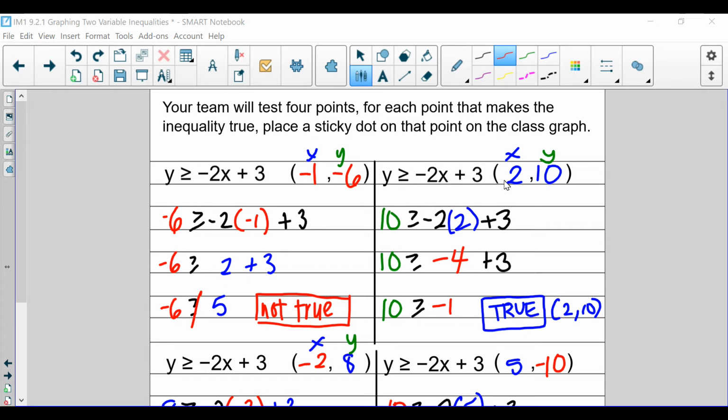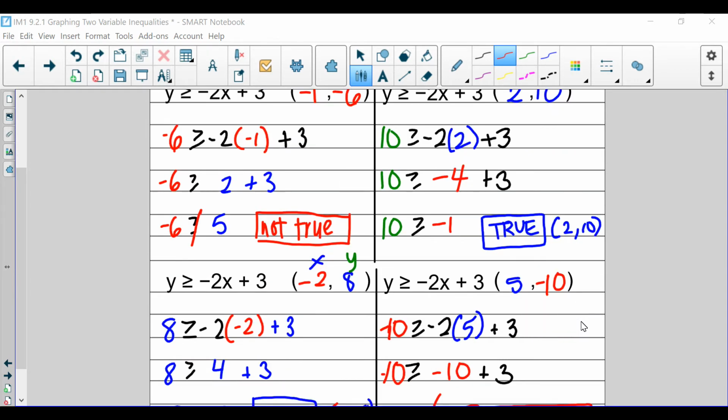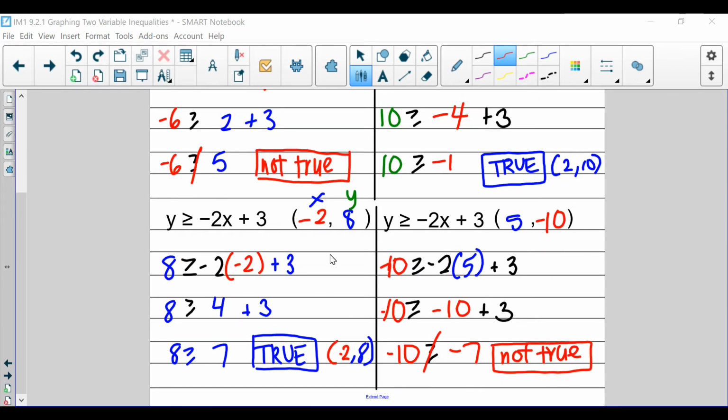So then I tested 2, 10, and again, this is random. I just chose this point, 2, 10. Okay, it's a random point, so let me see if it works. And I noticed it is true. So that means that 2, 10 is a solution to this inequality. And then I proceeded to test a bunch of other points. Now, I really want you to try it out. If we were to do this in class, all the students would have chosen random points and figured out which ones are true and which ones are false.